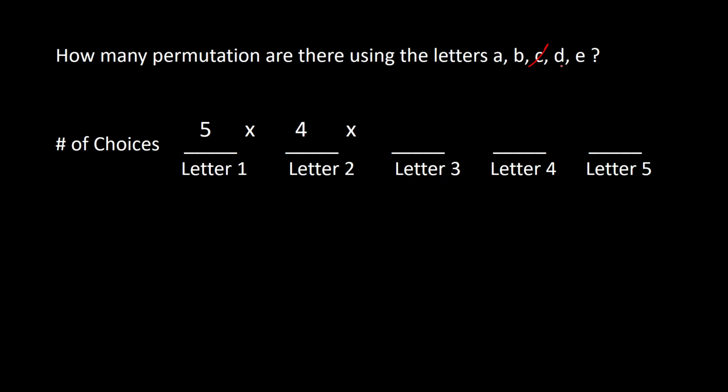So for letter 2, there would be 4 options. So we pick another letter, and now we have 3 options remaining for letter 3. Once we use the third letter up, now we only have 2 options for letter 4. Now we've used 4 letters, and we have 1 letter remaining for that 5th spot. So what you have is 5 times 4 times 3 times 2 times 1, which would give you 120 permutations. Now notice, this would be very tedious and difficult to list out by hand. So therefore, we want to use this principle of counting with permutations in order to calculate quicker.